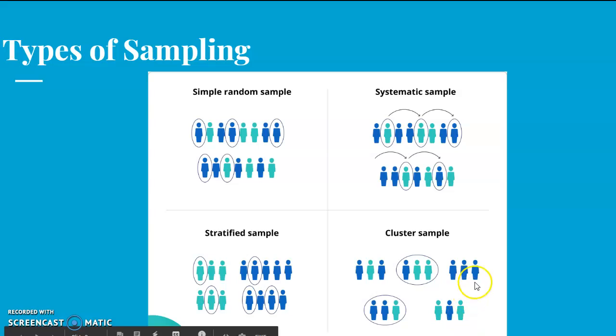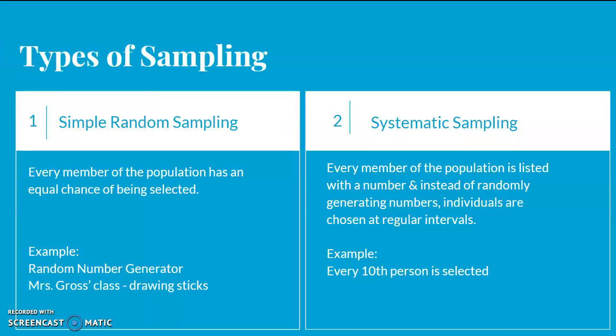That would work as well, but you're clustering them and surveying in groups, clusters of them. All right, so let's go over each of them individually. So one is simple random sampling. This is where every member of the population has an equal chance of being selected.